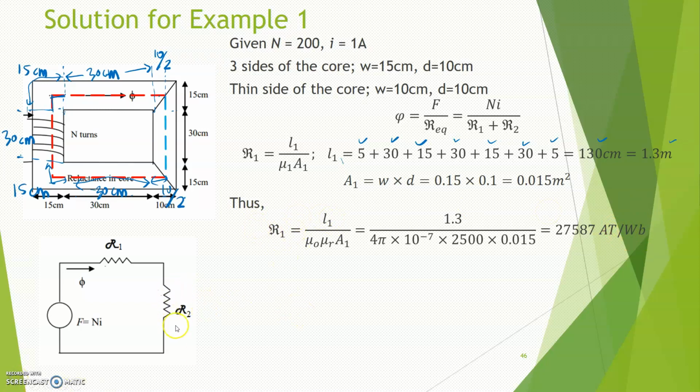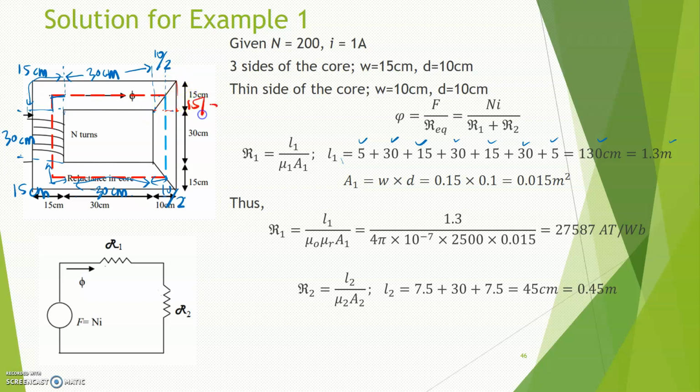Next, we determine the value of reluctance of core number 2. We just repeat the steps. Reluctance is equal to the length of the core divided by the permeability multiplied with the cross-sectional area. The length for number 2 is given by the blue lines here.